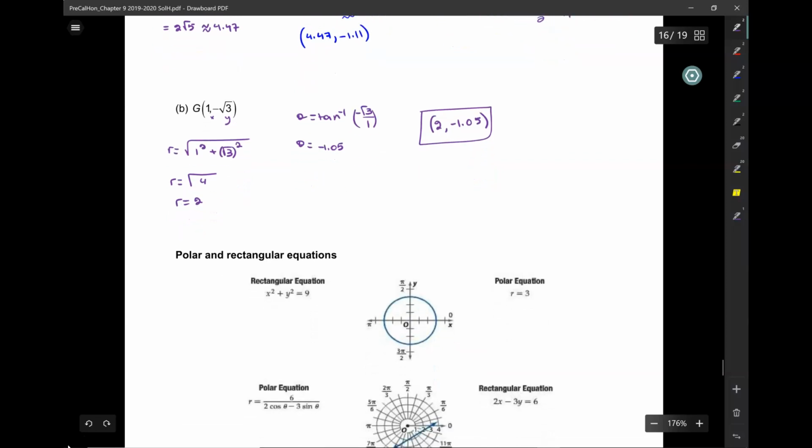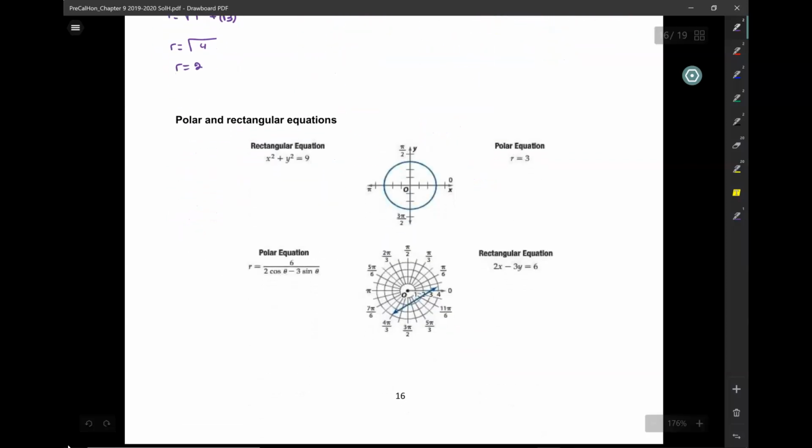Well, what about if we wanted to do equations? How do we go from polar equations to rectangular equations and vice versa? Well, let's just take a look at how they feel, right? Let's just get a feel for them. So look at this. This is our standard old circle. Do you remember in polar form, the equation for a circle is r equals some constant? So if this is a circle with radius 3, then the polar equation is just simply r equals 3. Well, what's the equation in rectangular form of a circle? It's this, x squared plus y squared is equal to 9.